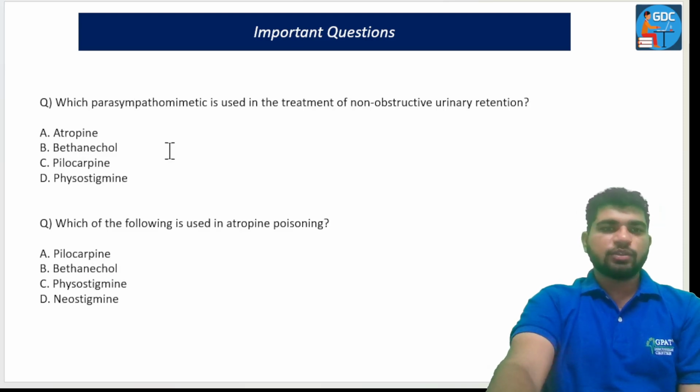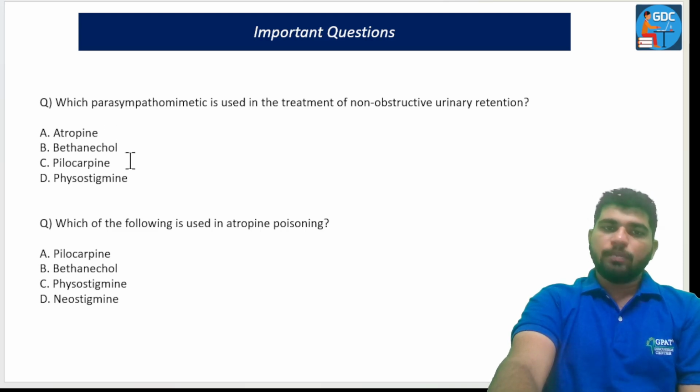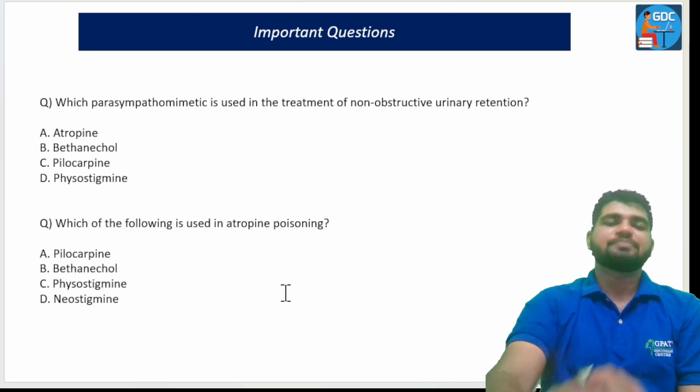Okay, so the next question is, which parasympathomimetic is used in the treatment of non-obstructive urinary retention? Options are atropine, bethanechol, pilocarpine, physostigmine. Which of the following is used in atropine poisoning? That one is very simple, no? Options are pilocarpine, bethanechol, physostigmine, and neostigmine. Now you should answer in 10 seconds.